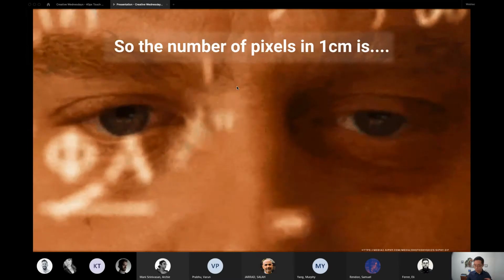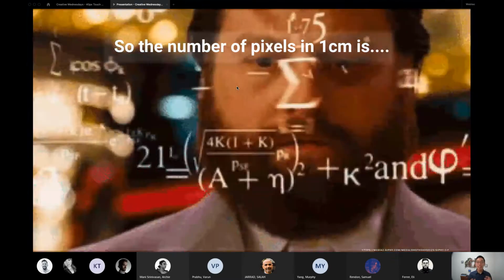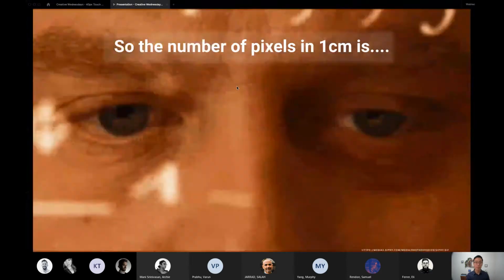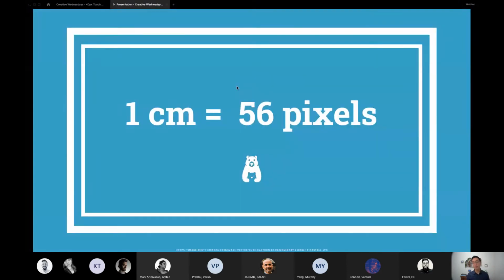And once you plug in all those numbers and you do all the math, the number of pixels in 1 centimeter for this device: 56 pixels. Now note, 56 pixels is not 48 pixels. It's not 40 pixels. It's nowhere near those. It's 56. And also, we have to ask ourselves, why is this important? Sure, just design a 56, whatever.